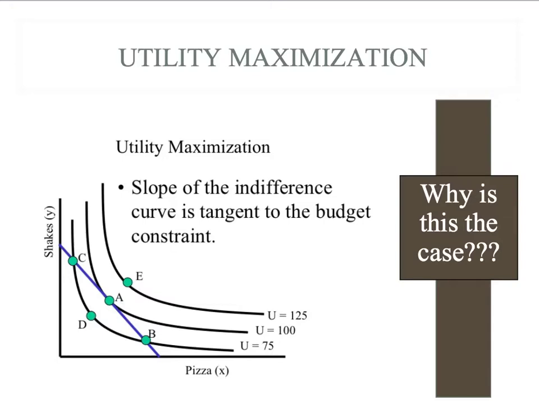And so when we look at utility maximization, we're going to move as far out as we possibly can along these different indifference curves, but we're going to be constrained by this budget constraint. So what we're going to end up with is the slope of the indifference curve is going to be tangent to the budget constraint, so the slopes will be equal here at the point where we're maximizing utility. Why does this end up being the case? Why does it end up being the case that here at point A, we are maximizing our utility given this consumer's preferences and their constraints?